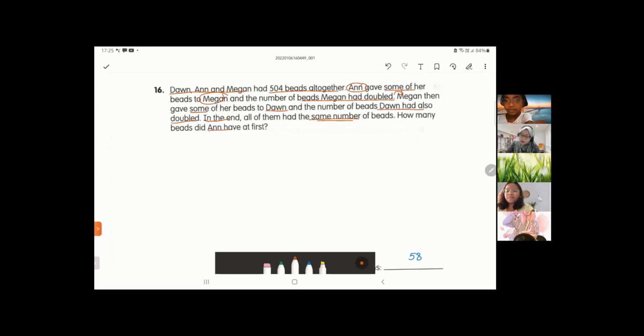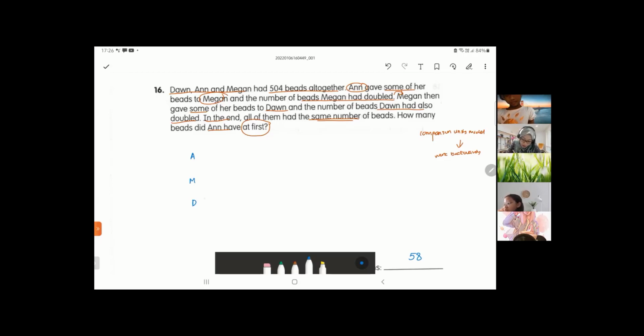Something to do with comparison units. Comparison units model, but we are going to work backwards, because they did ask you to find at first. So let's draw out the model for these three girls first. I have Anne, Megan, and Dawn. We know that Anne gave some to Megan, and then Megan's beads doubled, right? Then Megan also gave some to Dawn, and then Dawn also doubled.